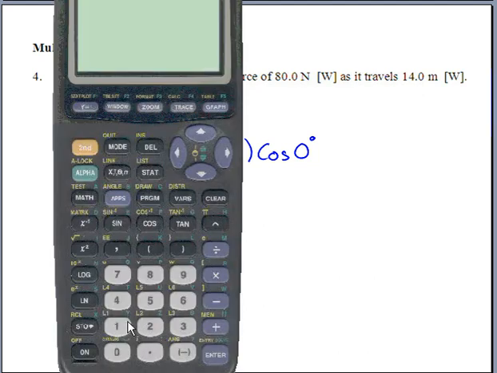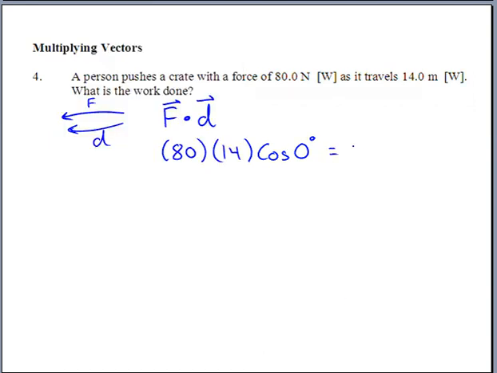All right, I grab my calculator. 80 times 14, and then, just for fun, I'll go times the cosine of 0. Cosine of 0 is just a 1. The 80 times the 14 is 1,120. Done. We'll call that 3 sig figs, and there's our answer: 1,120 joules.